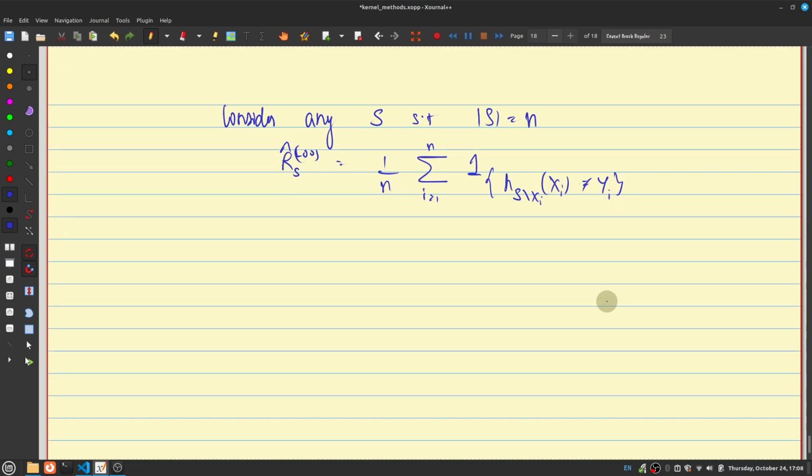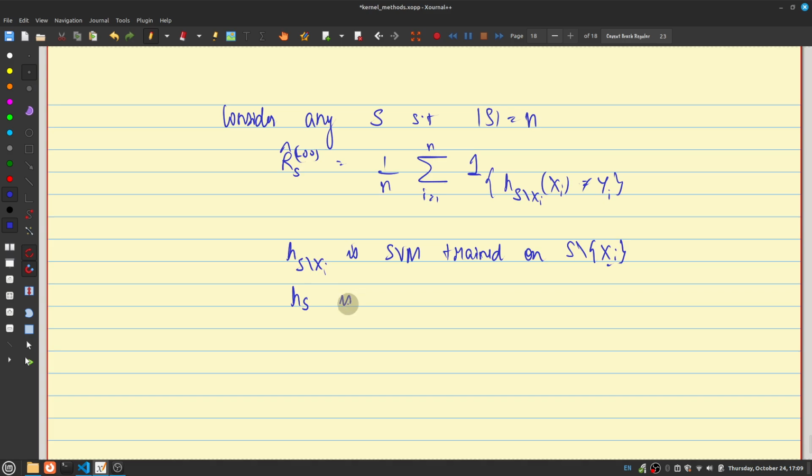All right. So let's look at two different scenarios. HS minus XI is the support vector machine obtained by training on everything except the ith sample, trained on S minus just the ith sample. And HS is the SVM trained on the entire training set.